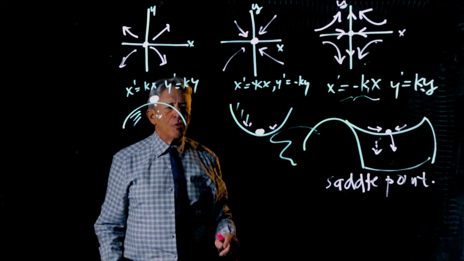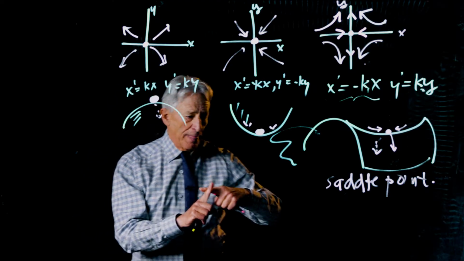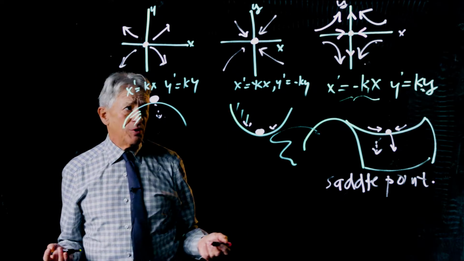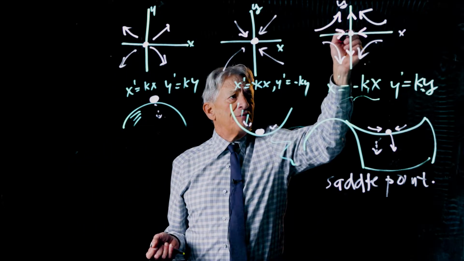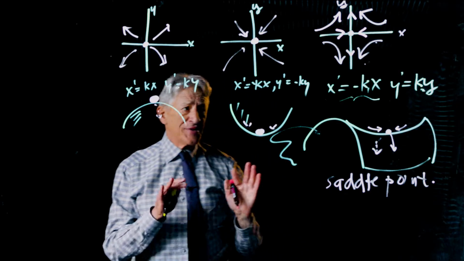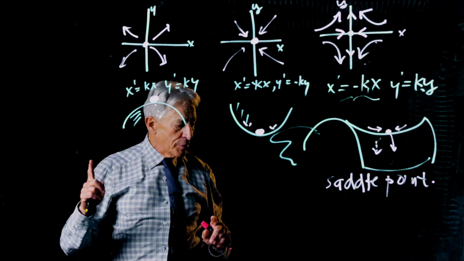And so saddle points have one stable direction and one unstable direction, and they are, of course, unstable equilibrium points because if you start near it, you go far away. So it meets the definition of an unstable equilibrium point.